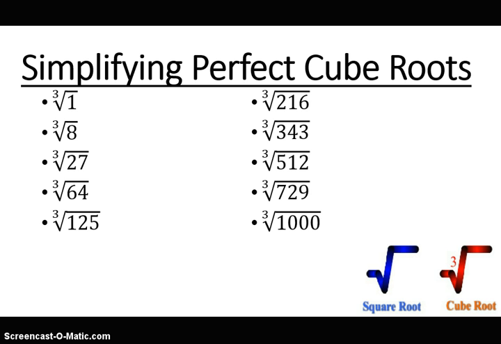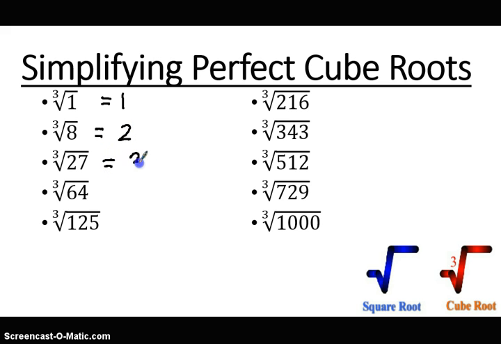Here you see a list of the first 10 perfect cubes. The cube root of 1 is 1. 1 times 1 times 1 equals 1. The cube root of 8 is 2. 2 times 2 times 2 is 8. 2 times 2 is 4, times 2 is 8.